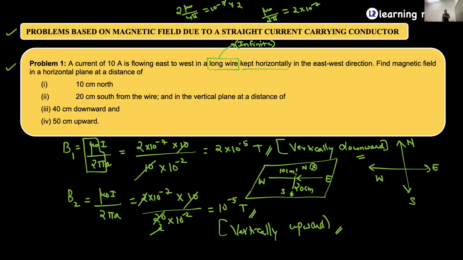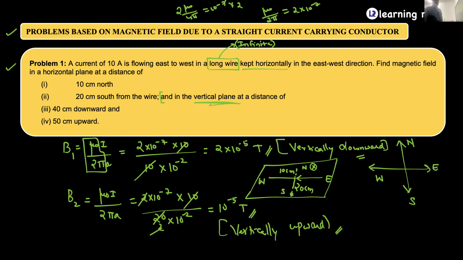Now, next point is, we need to take the vertical plane into consideration. And in the vertical plane, if you see, there are 2 points. One point is 40 centimeter downward, and the other point is 50 centimeter upward. Okay.